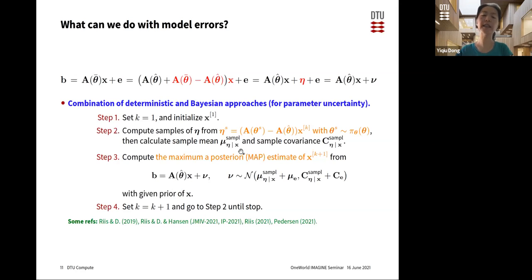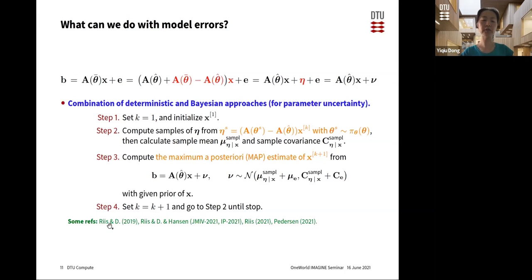After we get the sample of eta, we do similarly. We calculate the sample mean and the sample covariance. Then we still assume eta follows a Gaussian distribution, so we get a Gaussian distribution of the combined error term. Then we come to this linear inverse problem. To incorporate more advanced prior information of X and also reduce the computational complexity, instead of the conditional mean, here we use the MAP estimate for reconstruction. Then we iteratively update the sample mean and sample covariance of eta and the reconstruction X.